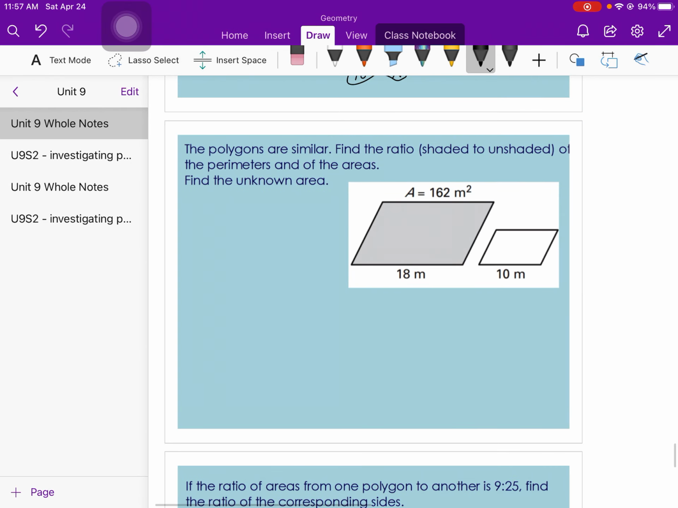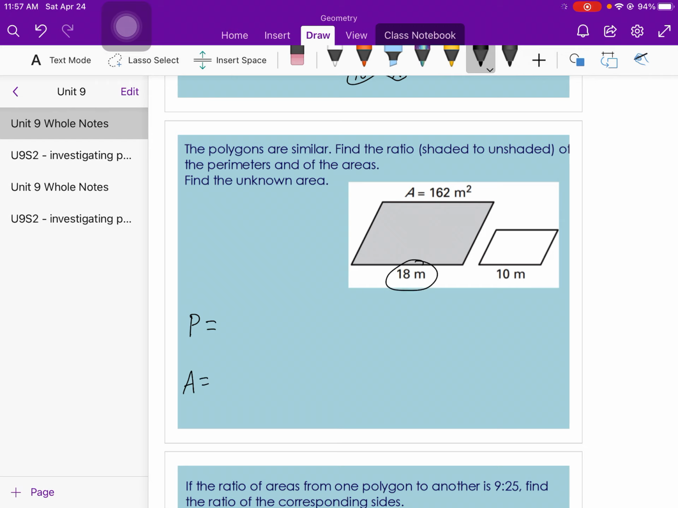All right, we got another one here. The polygons are similar. These look to be parallelograms. Find the ratio of shaded to unshaded of the perimeters and of the areas. Then find the unknown area. So just like what we did in the last one, we'll set up two different ratios.